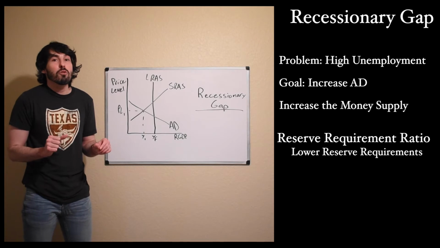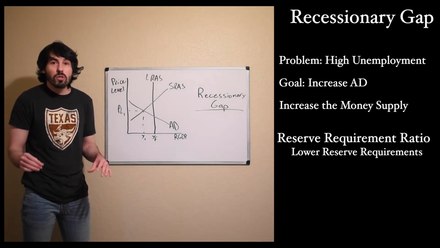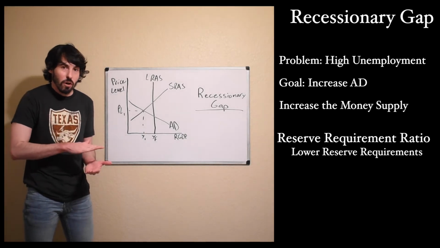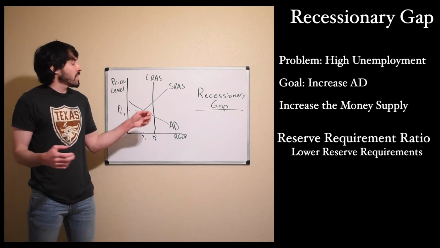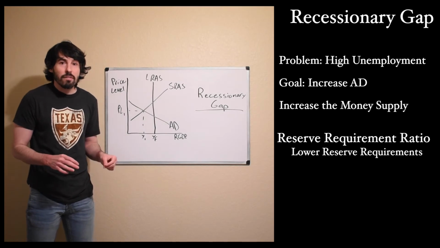Not only can they loan out more money, but the multiplier is also going to be bigger. The lower the reserve requirement ratio gets, the bigger the multiplier is, the more money getting loaned out, the more we're spending, and aggregate demand will increase and shift to the right.